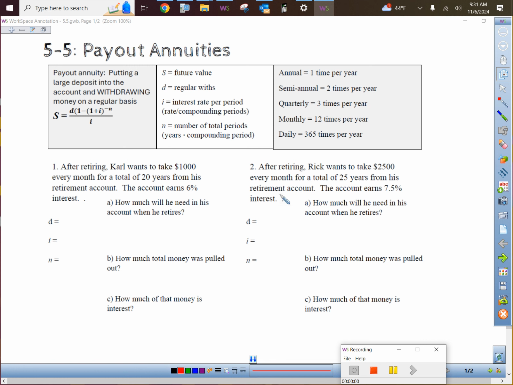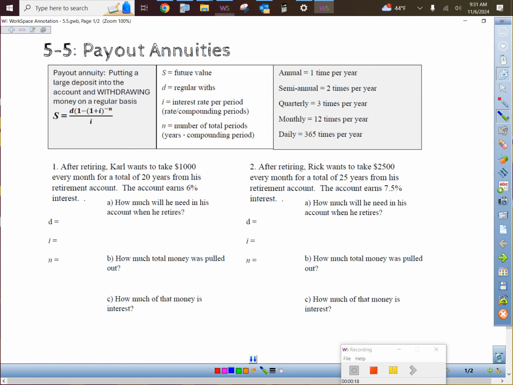So the last lesson in the finance is called a payout annuity. It's kind of like the real deal of it, where you've done all the work, you're ready to retire. That's kind of the point of an annuity, is to put money away for later. So you're ready to retire, and there's a couple different strategies.